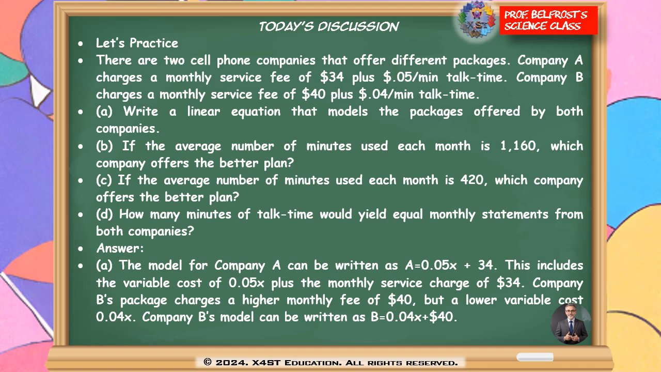For the first one, you can model company A's charge to be A equals 0.05x plus 34, and company B's charge to be B equals 0.04x plus 40. Both are in dollars, okay?